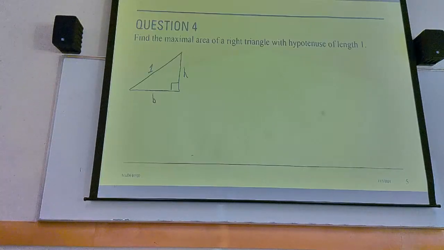What is the function that we want to maximize? Which is what? 1/2 base times height. In this case, base and height are just base and height because it's a right triangle. And our constraint would be that b squared plus h squared has to equal 1. Very good. This is an implicit constraint.